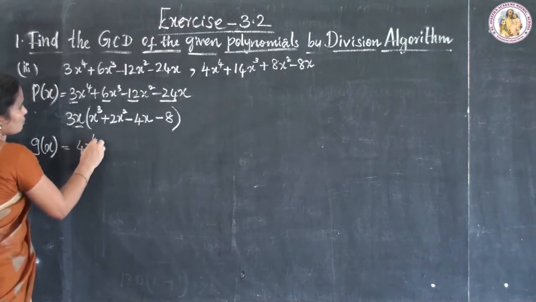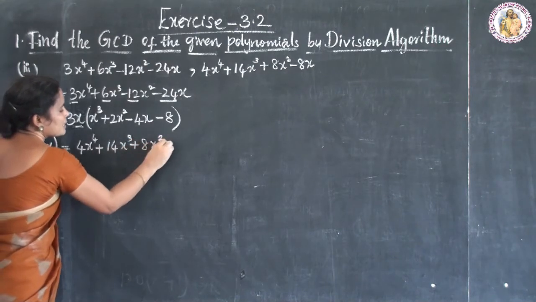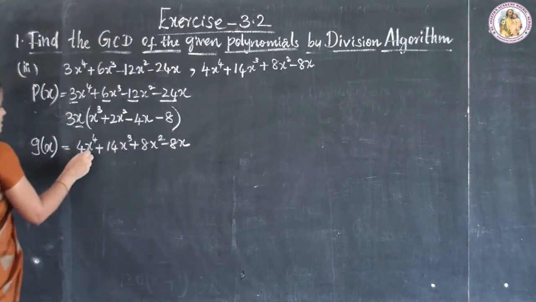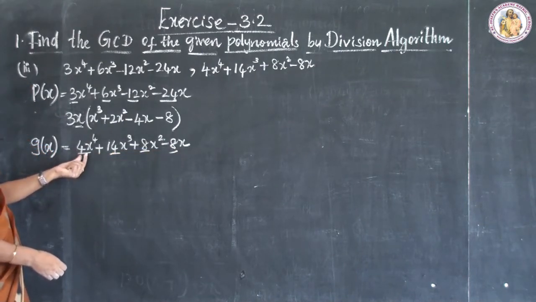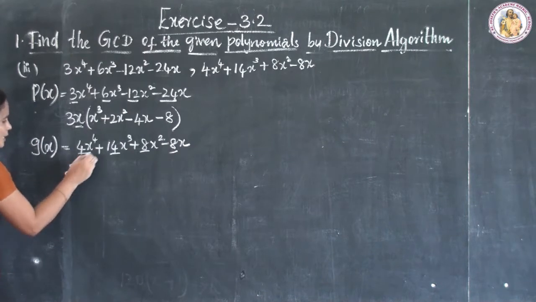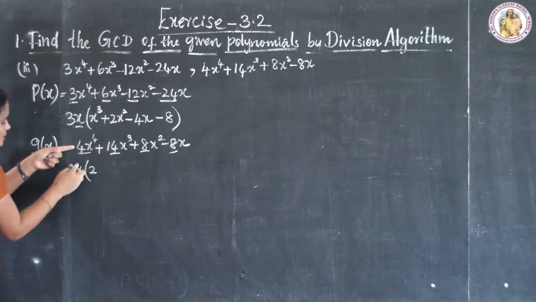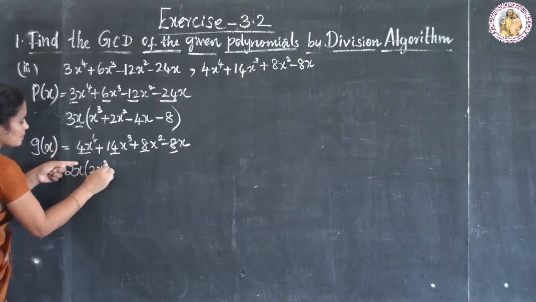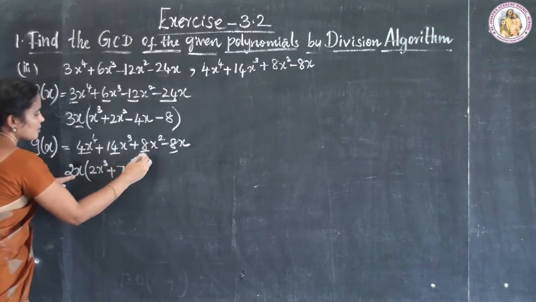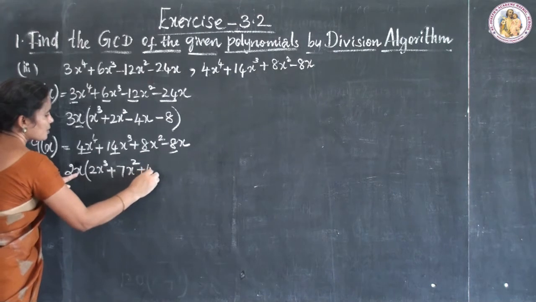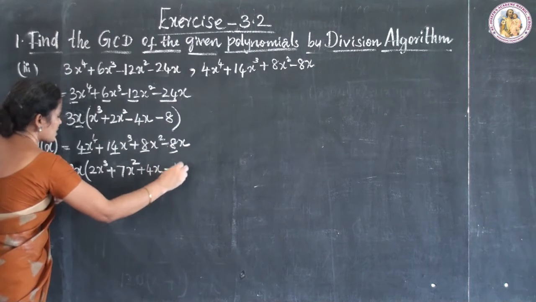And again in g of x, 4x to the power of 4 plus 14x cube plus 8x square minus 8x. You can see all the terms under 2 and with x also. So 2x, 2 2s are 4, 1x is here, we have the remaining x cube plus 7 2s are 14 x square and 4 2s are 8, 1x minus 4 2s are 8.